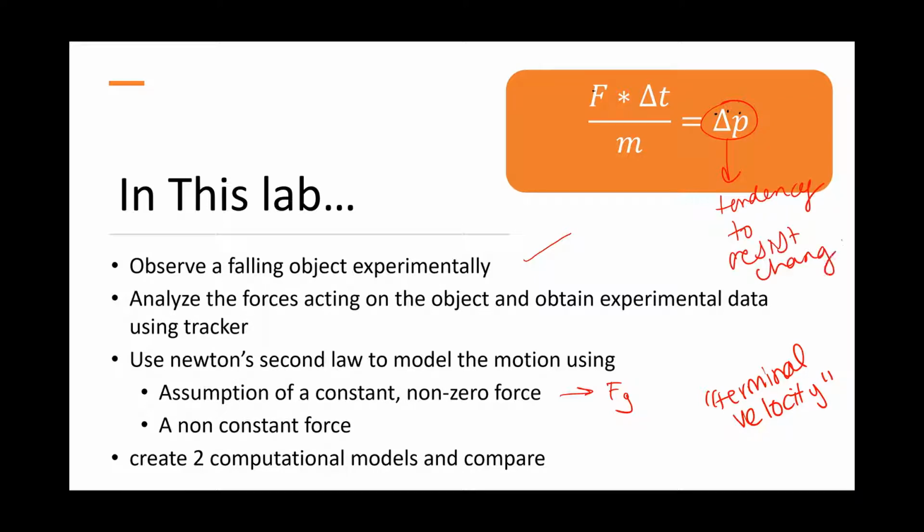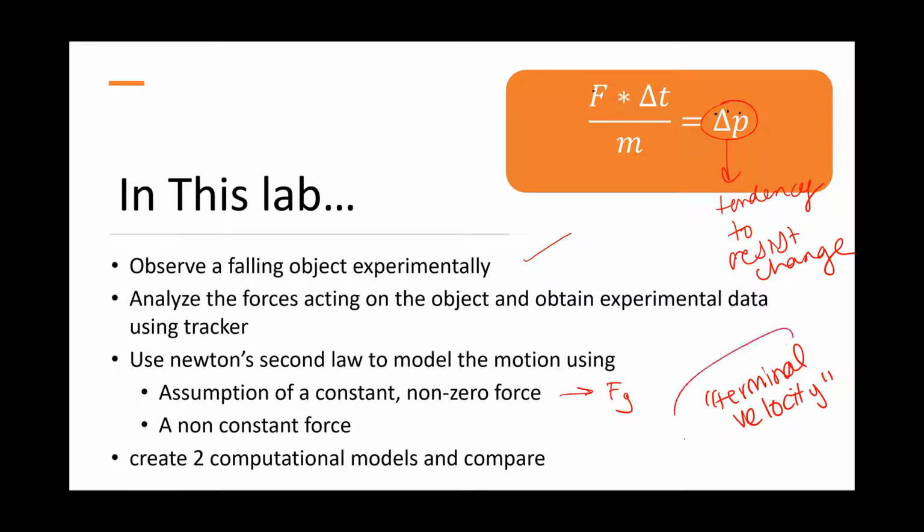In this lab, we're going to observe a falling object experimentally, analyze the forces acting on the object, and obtain experimental data using Tracker, and then use Newton's second law to model the motion in Glowscript. We'll use one assumption of a constant non-zero force, the force of gravity, and also a non-constant force using the force opposing the motion. Creating these two computational models, we're going to compare both of them and ask ourselves these questions. What do the differences mean?